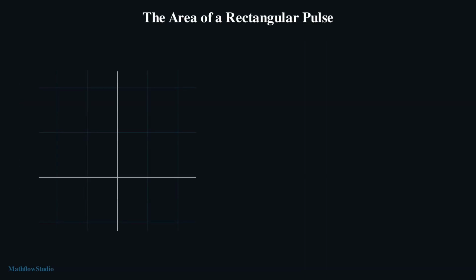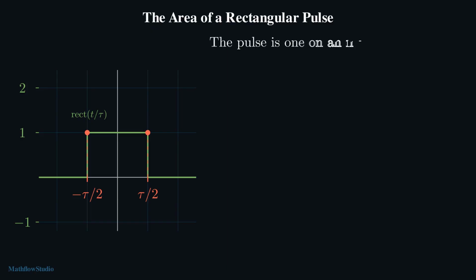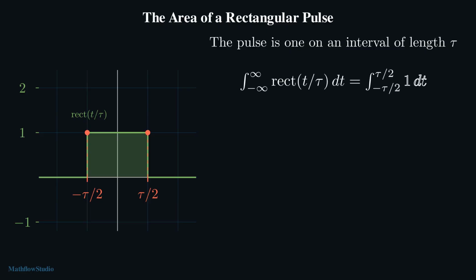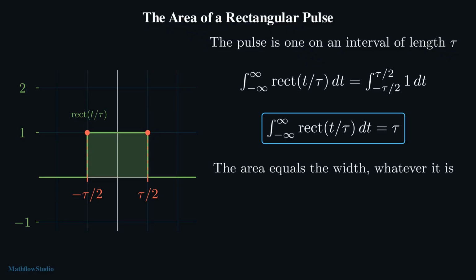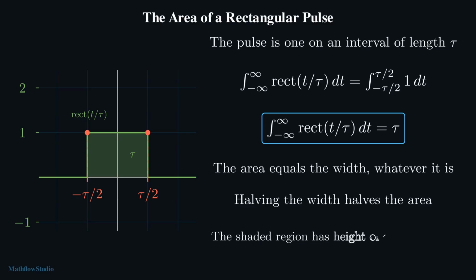The pulse encloses a region between itself and the time axis. The pulse is 1 on an interval whose length is its width, and 0 everywhere else. The integral over the whole axis therefore reduces to an integral over that interval. An integrand of 1 over an interval returns the length of the interval. The area equals the width, whatever the width is. Halving the width halves the area because the height never changes. The shaded region is a rectangle of height 1 and width equal to the pulse width.